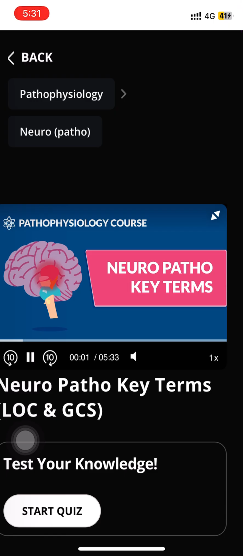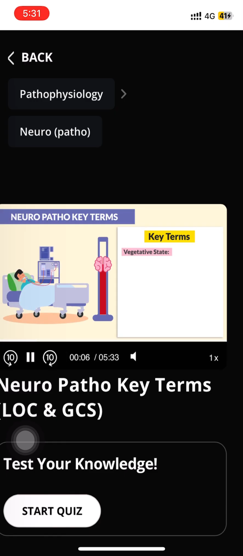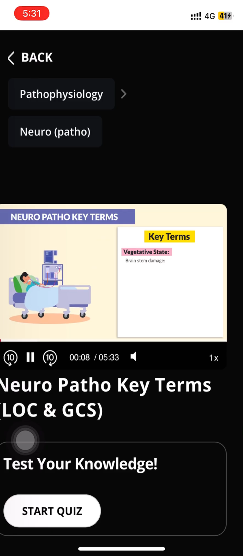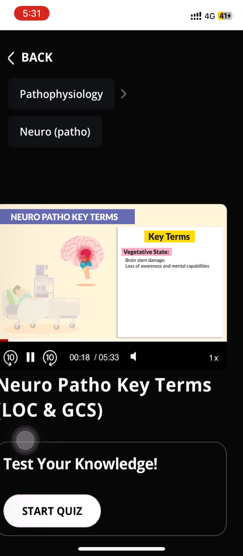Neuropatho key terms is the next topic, so please be sure to write these down. First up is vegetative state. There's brainstem damage, so there's loss of awareness and mental capabilities. And since the brainstem plays a big part in controlling the heart rate and respiratory rate, clients will typically have to go on life support, or a ventilator may be needed to help the client breathe.